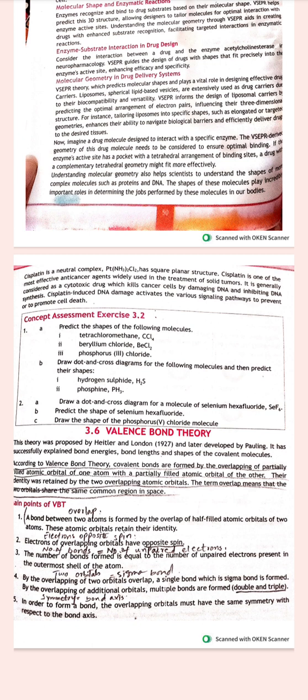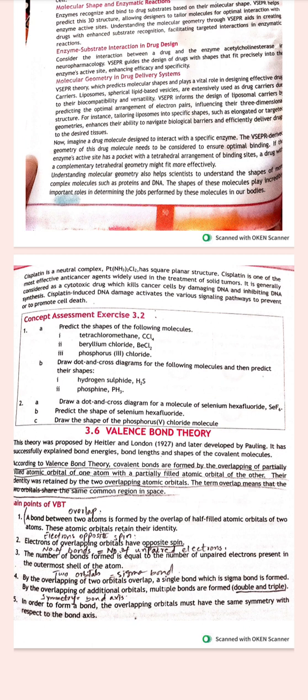Molecular geometry in drug delivery systems. VSEPR theory, which predicts molecular shapes, plays a vital role in designing effective drug carriers. Liposomes, spherical lipid-based vesicles, are extensively used as drug carriers due to their biocompatibility and versatility. VSEPR informs the design of liposomal carriers by predicting the optimal arrangement of electron pairs, influencing their three-dimensional structure. For instance, tailoring liposomes into specific shapes such as elongated or targeted geometries enhances their ability to navigate biological barriers and efficiently deliver drugs to the desired tissues.